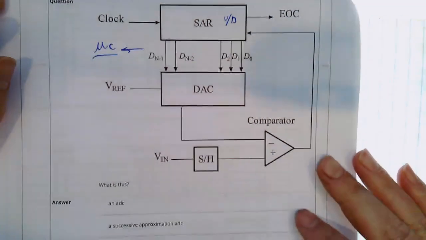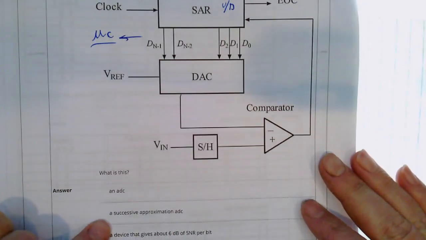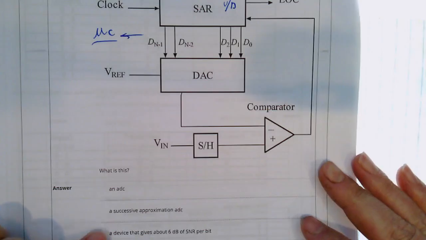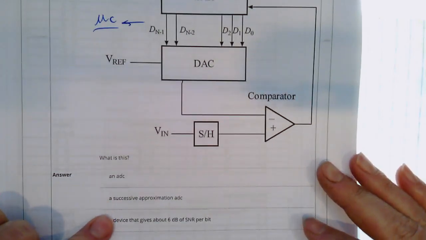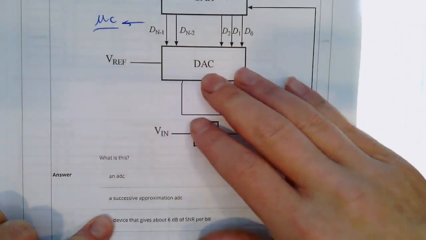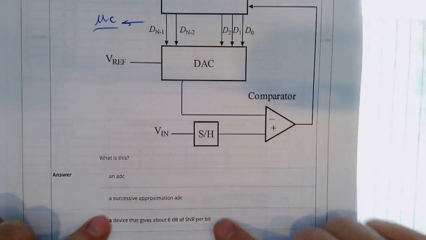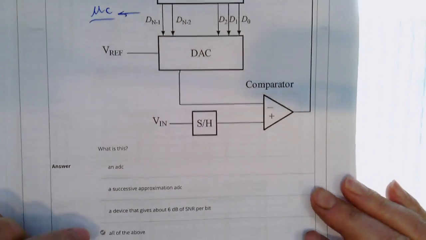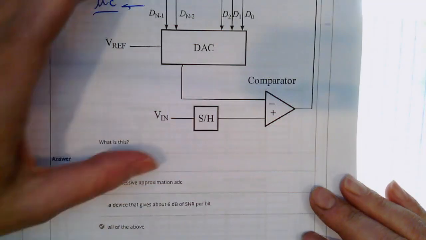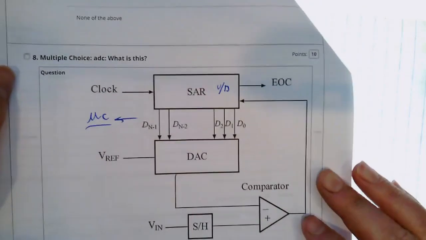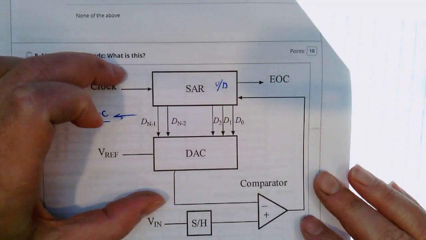So when you look at the answer, is it an analog to digital converter? The answer is yes. Is it a successive approximation analog to digital converter? And the answer is yes. Is it a device that gives 6 dB of signal to noise ratio per bit? And that's also true. So if you have 8 bits worth of DAC, it's going to give you something like 6 times 8 or 48 dB of signal to noise ratio, give or take 3 dB. And so all of the above is a correct answer. And so that's how we get analog signals into digital computers.